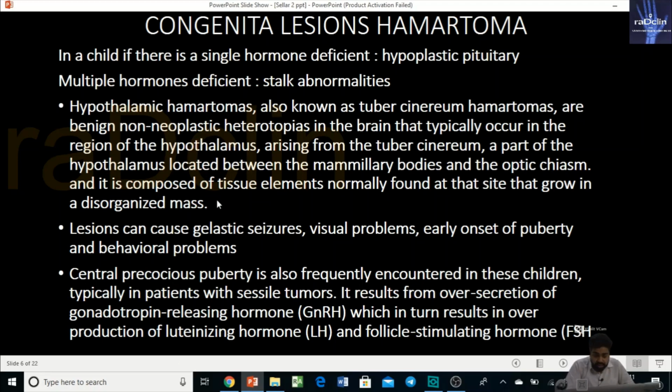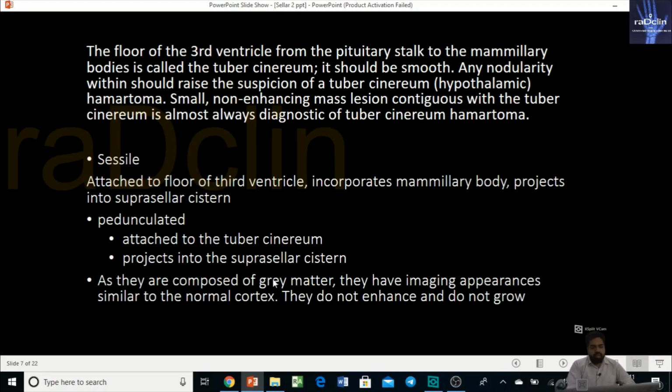Now, these lesions can cause gelastic seizures, that is, rapid episodes of laughter, with visual problems due to compression of the optic chiasm, early onset of puberty, and behavioral problems. Central precocious puberty is also frequently encountered in these children, typically in patients with sessile tumors. Morphology we'll discuss in the next slide. Now, why does it happen? It results from the oversecretion of gonadotropin releasing hormone, which in turn leads to an increase in luteinizing hormone and FSH.